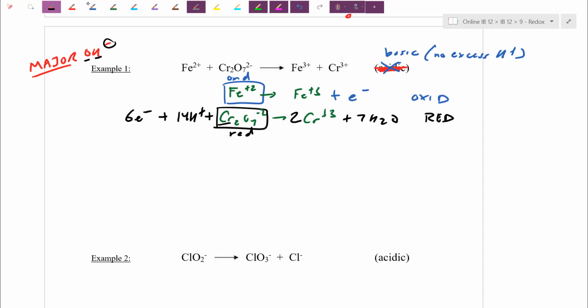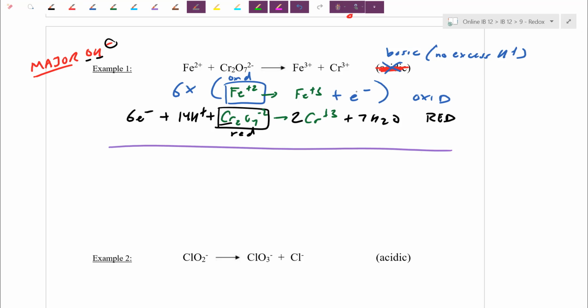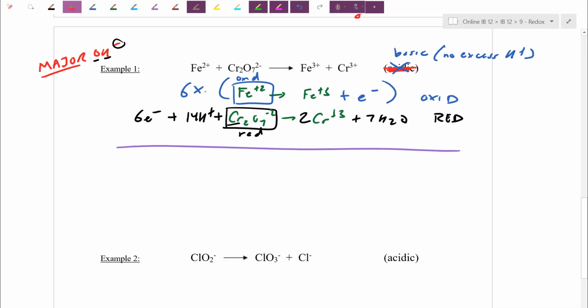So last step here, we're going to do the lowest common multiple. I want to make sure that in my full equation there are no free electrons. Both of these numbers go into 6. So I'm going to take the oxidation reaction and scale it up by 6. That's basically going to set it up so the electrons cancel out. All these on the left side should stay on the left. So we're going to have 6 Fe+2.